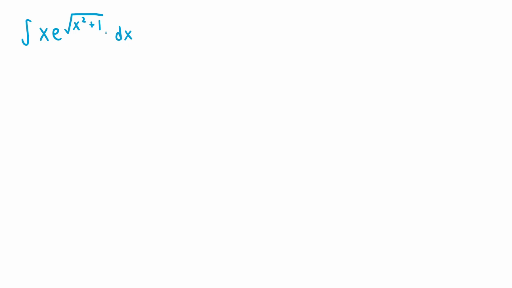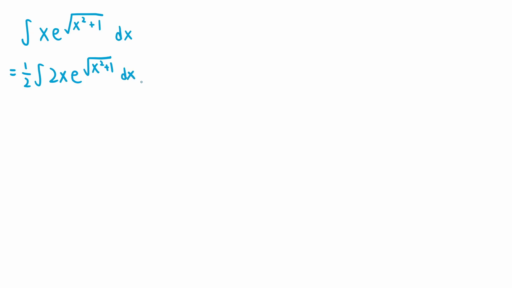So here's what I'm going to do. Since we already have an x in the integrand, and we need a factor of 2x, why don't we just take out a constant of 1/2 outside of the integral and rewrite this as 1/2 times the integral of 2x e to the power of the square root of x squared plus 1 dx.